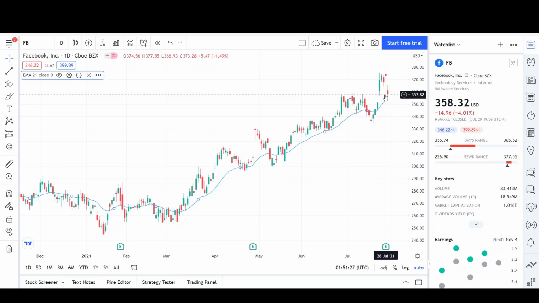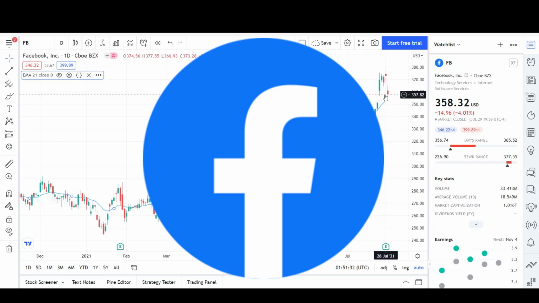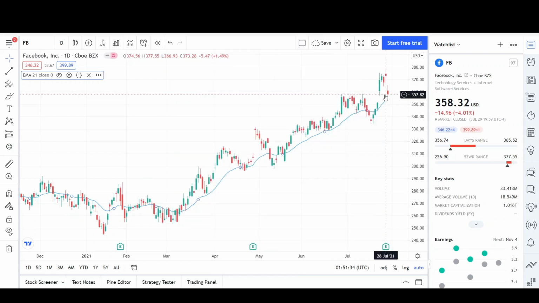This is Vee Trades, and today I'll be doing a technical analysis breakdown for Facebook. This will be an update video for my previous analysis on June 30th, so I have about a month's worth of price action to discuss.